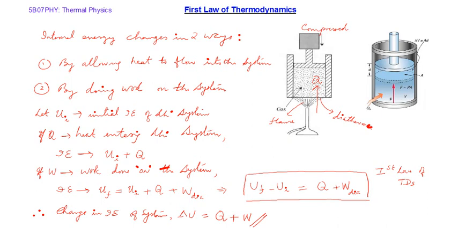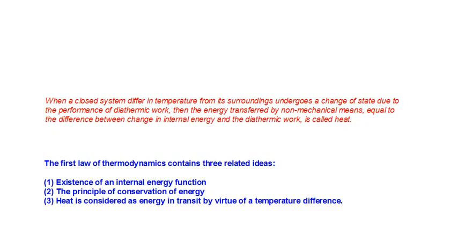Now, if you want, we can rewrite this equation and write what Q is equal to. So I am rewriting this as Q equal to U final minus U initial, minus this W. Remember, this W is diathermic, and this equation can be used to provide a thermodynamic definition of heat.